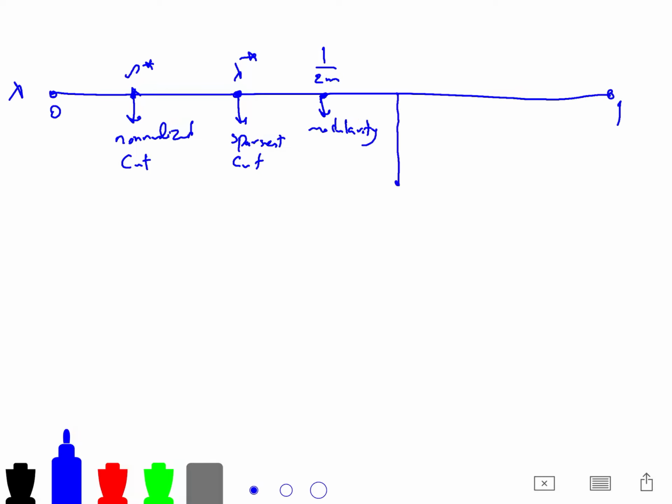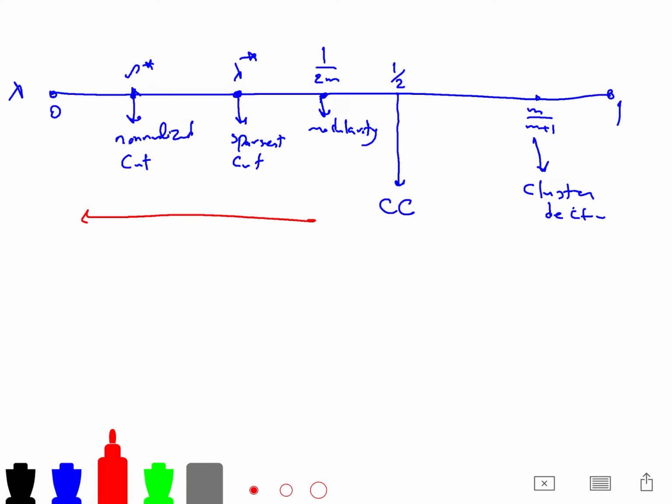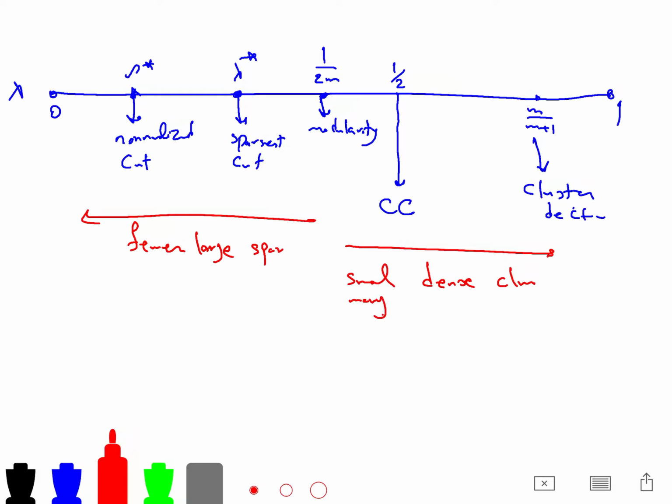So you see, you have lots of different problems. 1 over 2 is correlation clustering. It is also called cluster editing. For example, here it becomes the cluster detection problem. So lots of problems, it's like a spectrum of problems. But if we go to lambda to 0, when you get closer to that, you have fewer but larger sparse clusters. If you go the other way, you have many small dense clusters. Dense clusters, but very small.